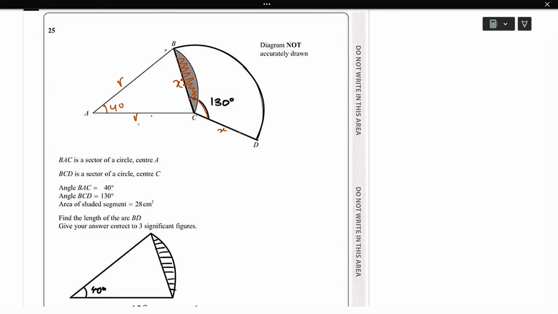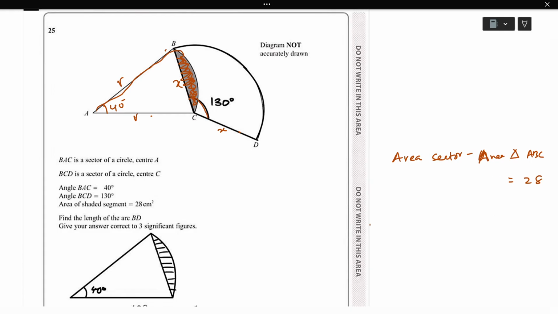First I'll find out r. So how to find the area here? The entire sector minus the triangle. So area of the sector minus area of triangle ABC equal to the area of the shaded area. Shaded area is going to be 28, as given.